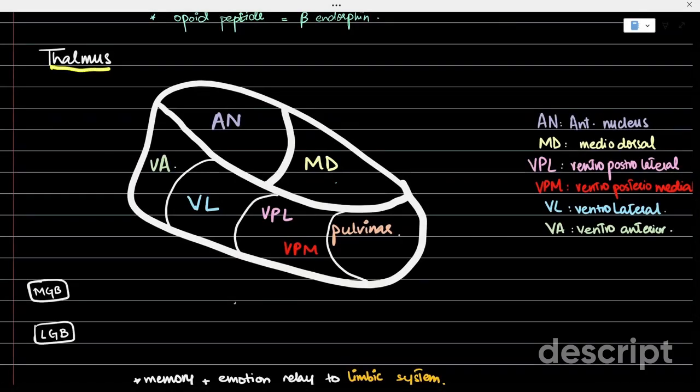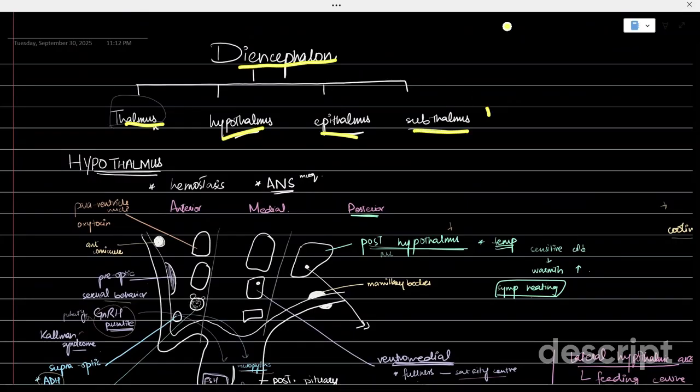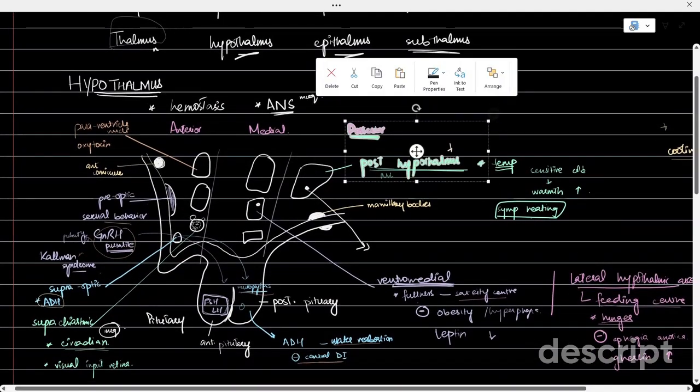Today we will be discussing thalamus. In our previous video, we discussed that diencephalon matures into thalamus, epithalamus, and subthalamus. This was discussed in basal ganglia, and hypothalamus was discussed in the last video.